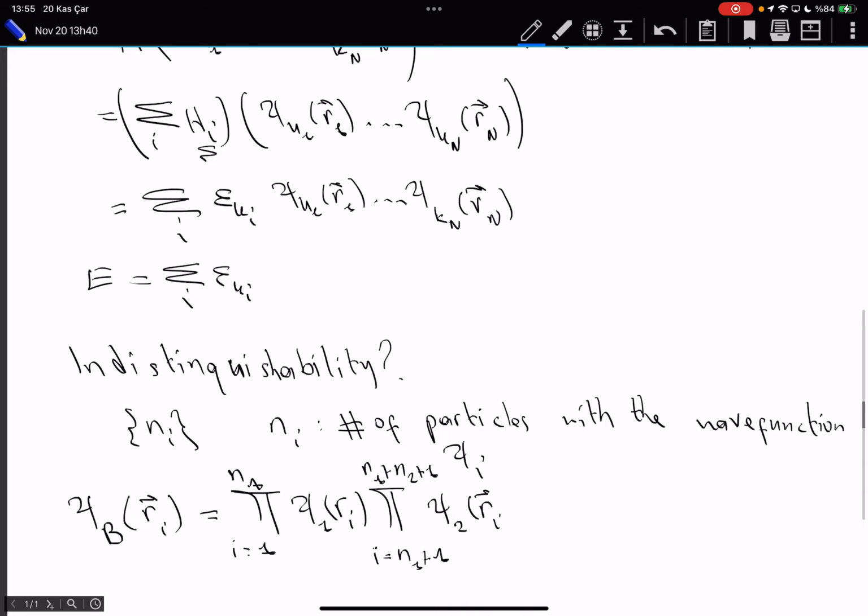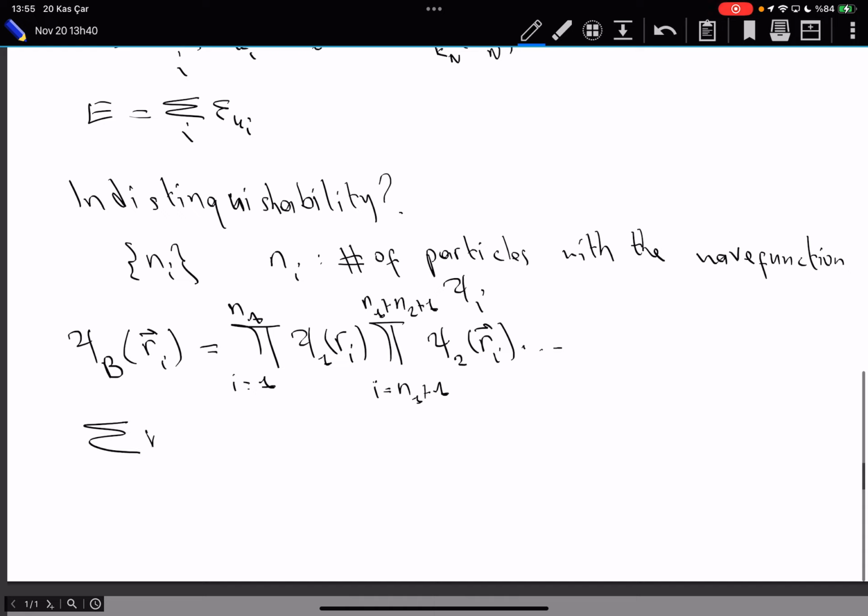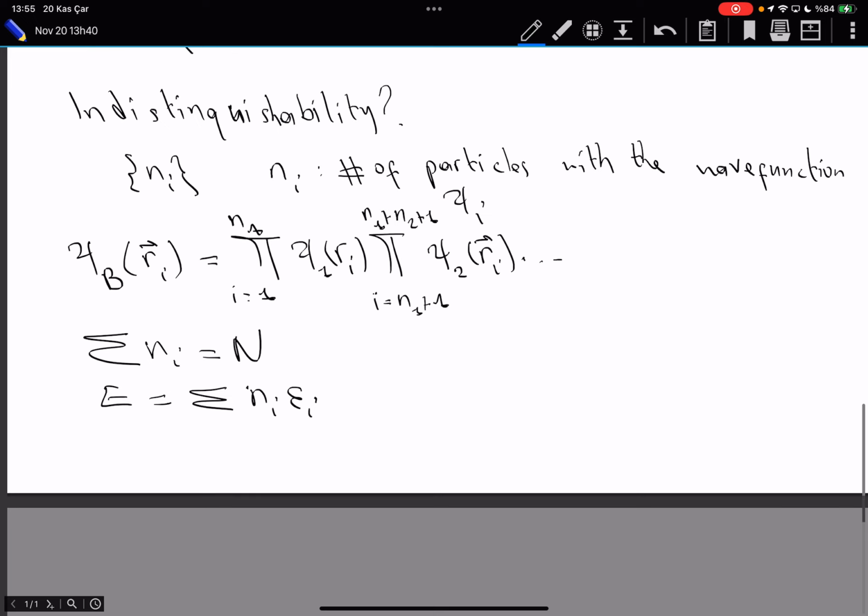Now these numbers Ni, of course, their sum should give me the total number of particles I have, and the energy of the system can be written as Ni times epsilon i, the energy eigenvalue of this wave function. And how many such wave functions can I write? Well, exchanging Ri's gives me a different wave function, but not all exchanges of Ri's actually give me a different wave function.